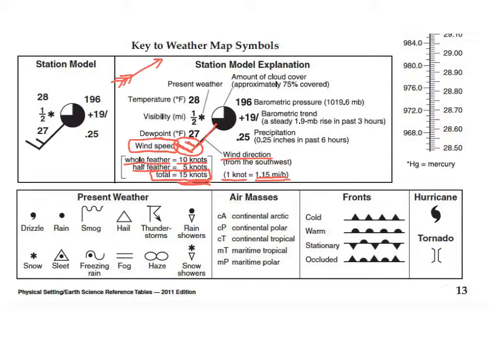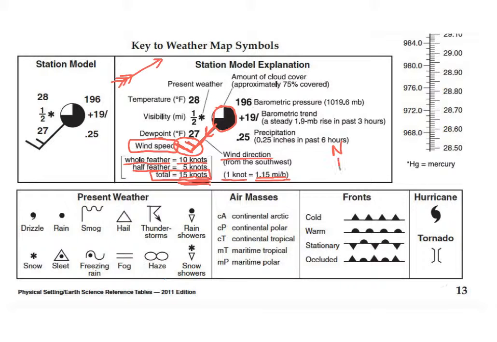So if you think to yourself, this is 1 knot or this is 15 knots, it's about 15 miles per hour. All right, let's go ahead and do the wind direction at the same time, because sometimes they'll say the wind direction is from the south at 15 knots. So in this case, this little stick here is coming out of our circle and it's pointing southwest.